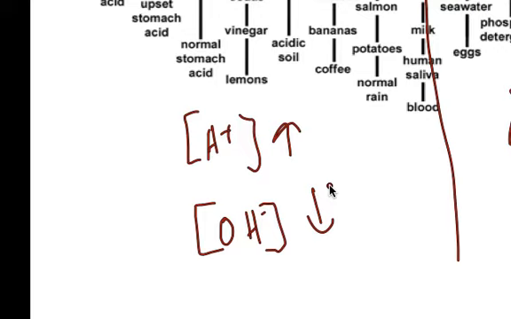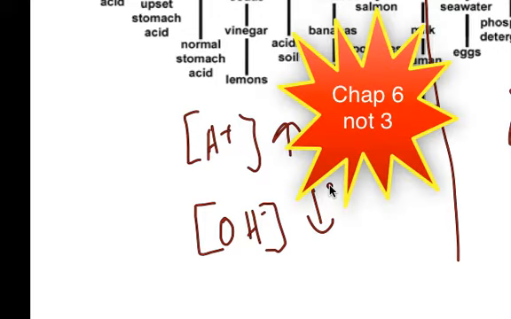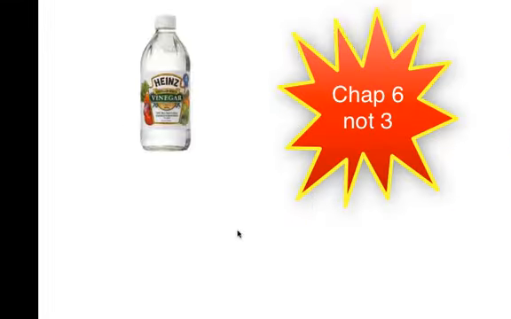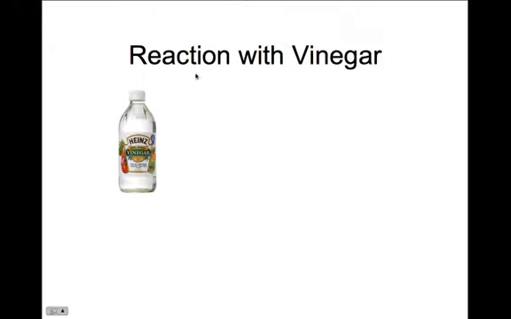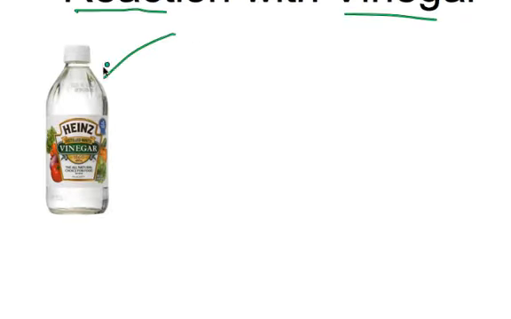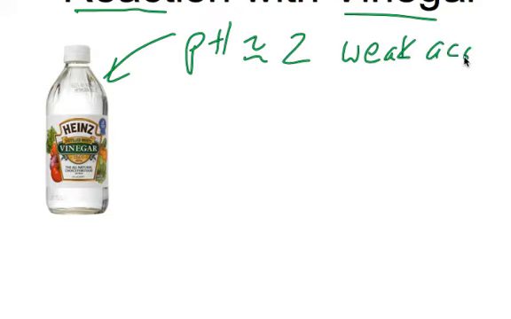We're going to get a little bit more to that in Chapter 3, I believe, which is chemistry. We're also going to see how these particular chemicals react with something called vinegar. All of you know about vinegar. Vinegar has a pH of approximately 2, okay, it's considered to be a weak acid. It's not a strong acid, it's a weak acid.